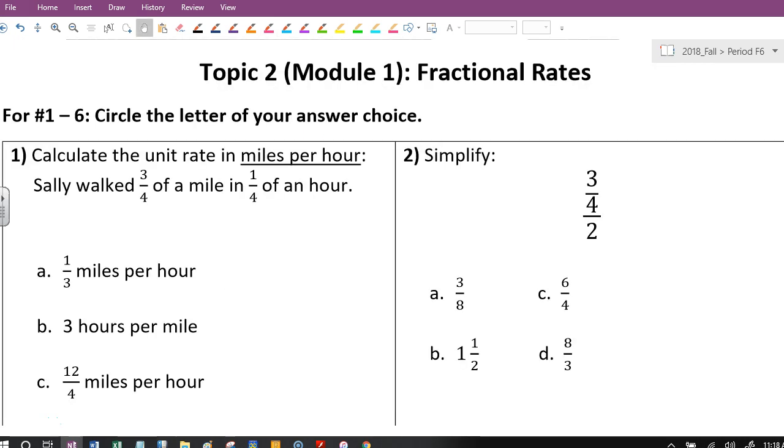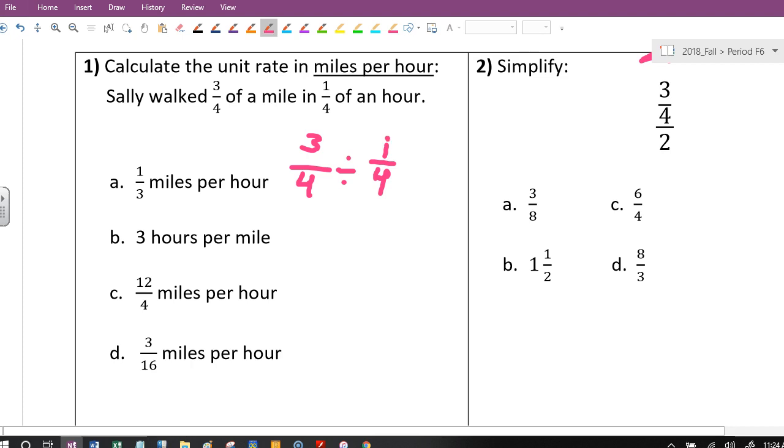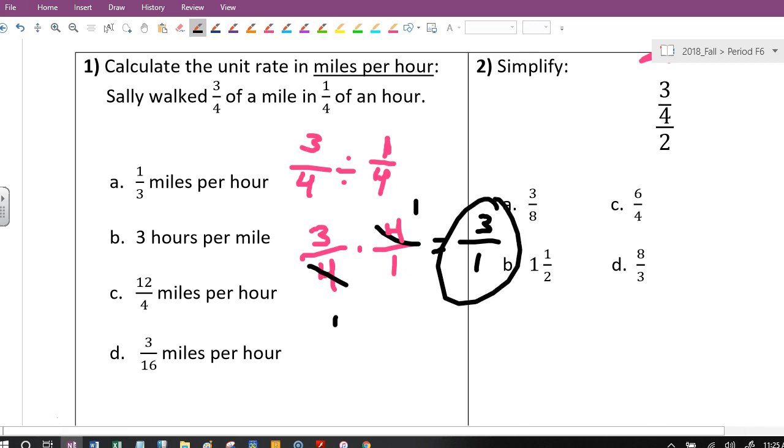But what is it called? What are we looking for, guys? Unit rate. Everybody say unit rate. Okay, so when you're finding the unit rate, you're going to divide. So 3/4 divided by 1/4. Then we're gonna switch it, and we're gonna do 3/4 times 4/1. What's that great word that starts with an R, that mathy word? Reciprocal. Okay, and these 4s we can divide by 4. 3/1. So, it's 3 miles per hour.